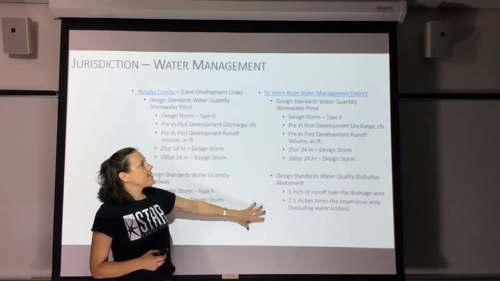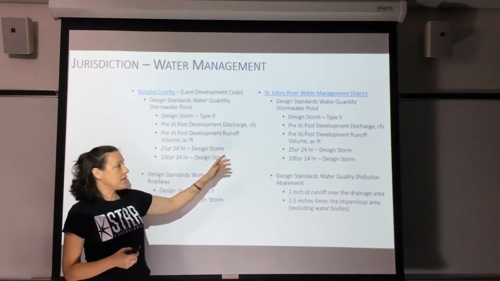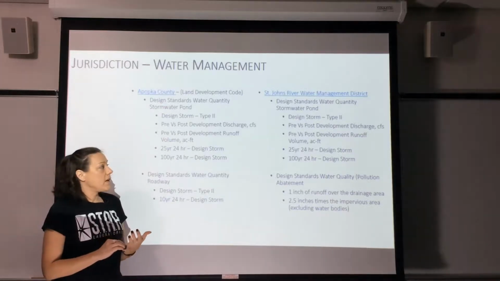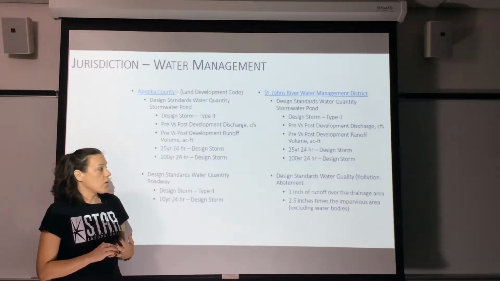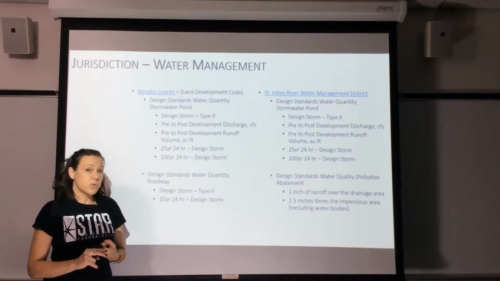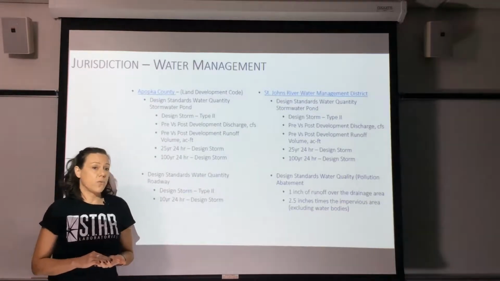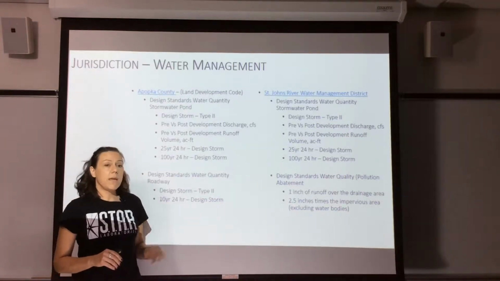The other one is going to be St. John's River Water Management District. Their code says it's a Type 2 storm. Again, you're looking at peak design flow, CFS, and the runoff volume in acre-feet that you have to provide in a stormwater management pond. They're only looking at the 25-year, 24-hour storm, so that's the precipitation event that you're looking at, and you're looking at the 100-year, 24-hour storm. In theirs, both of these storms have pollution abatement.